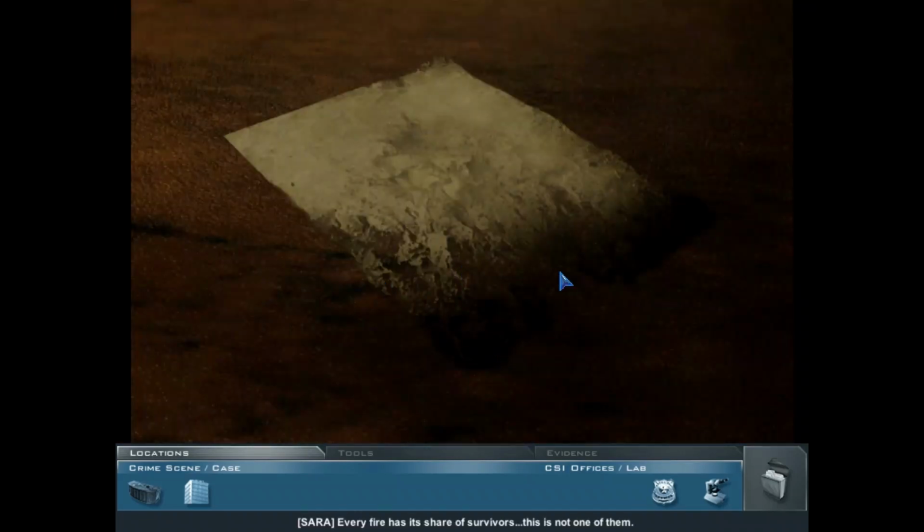Every fire has its share of survivors. This is not one of them. If the perps were grabbing up Gray's papers before lighting them, we might find a survivor. Fingerprints. Too fragile to dust, but there's other ways to check for prints.